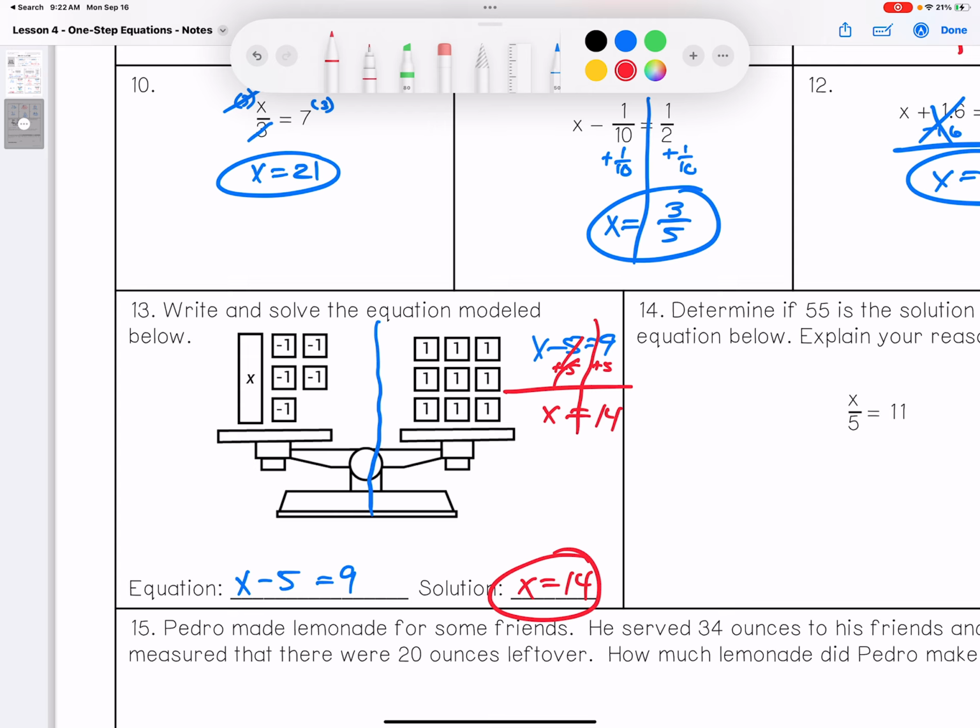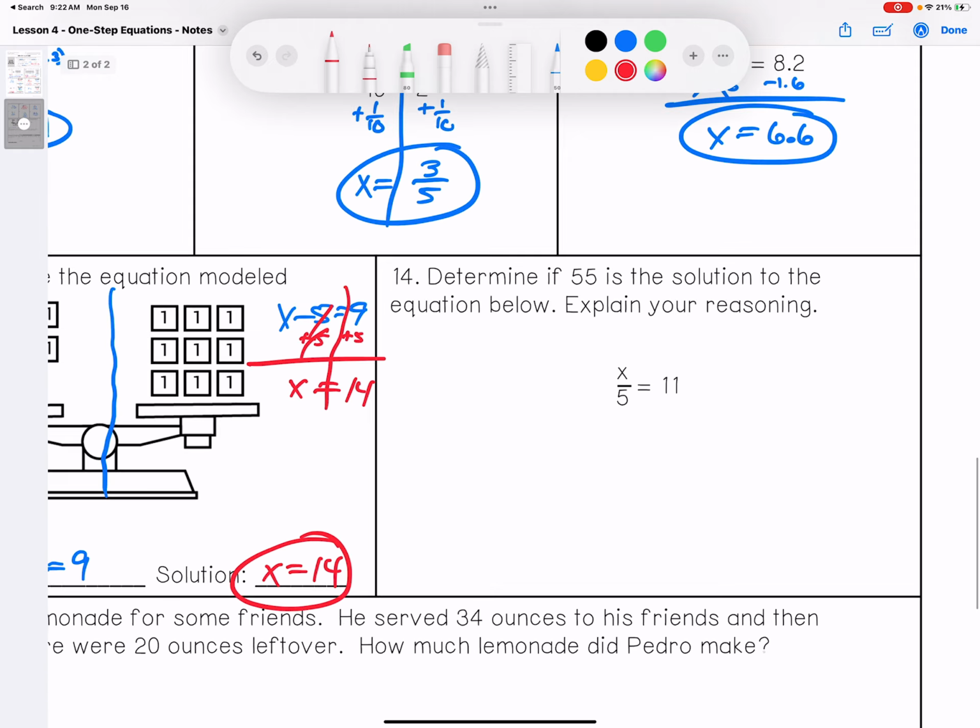How do you know to do that? You have negative 5s over here. Take them to the other side. And x equals 14.